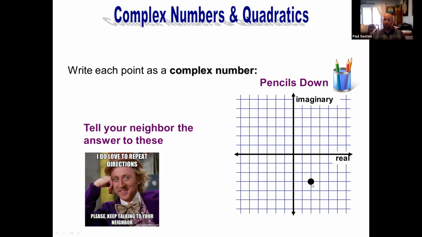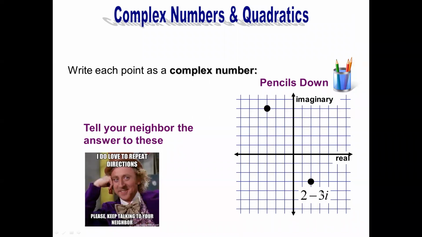John, what would be the complex number that represents that point? It would be 2 minus 3i. There you go. 2 minus 3i. Next one. Think about this one for a second.